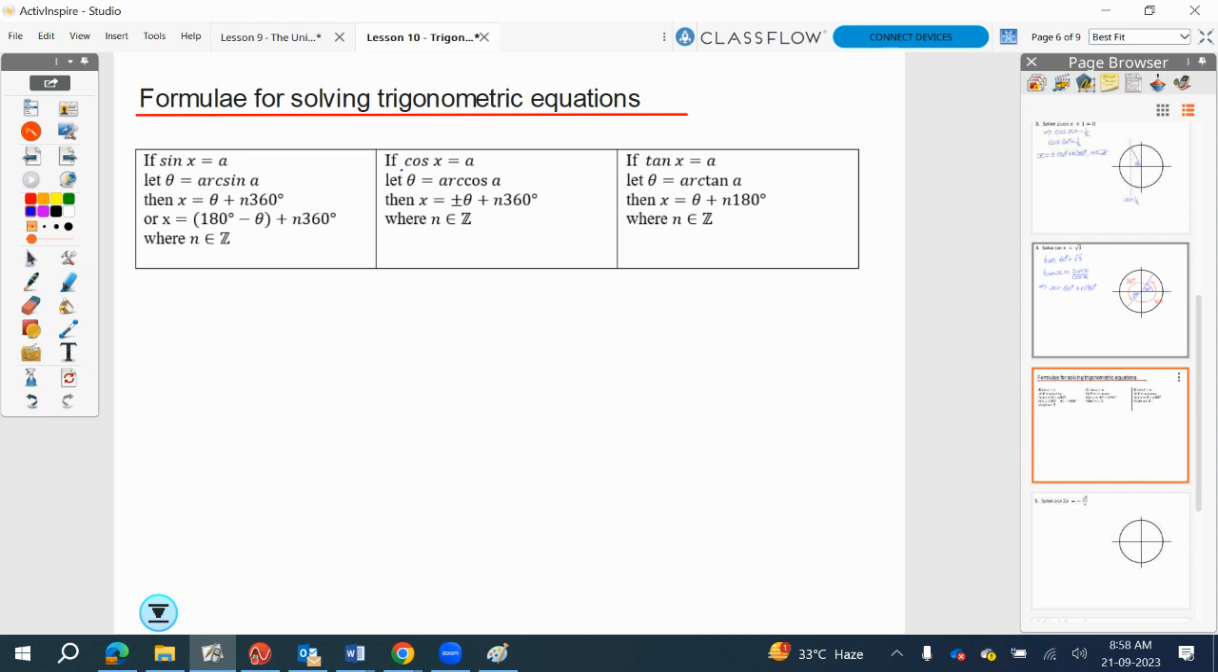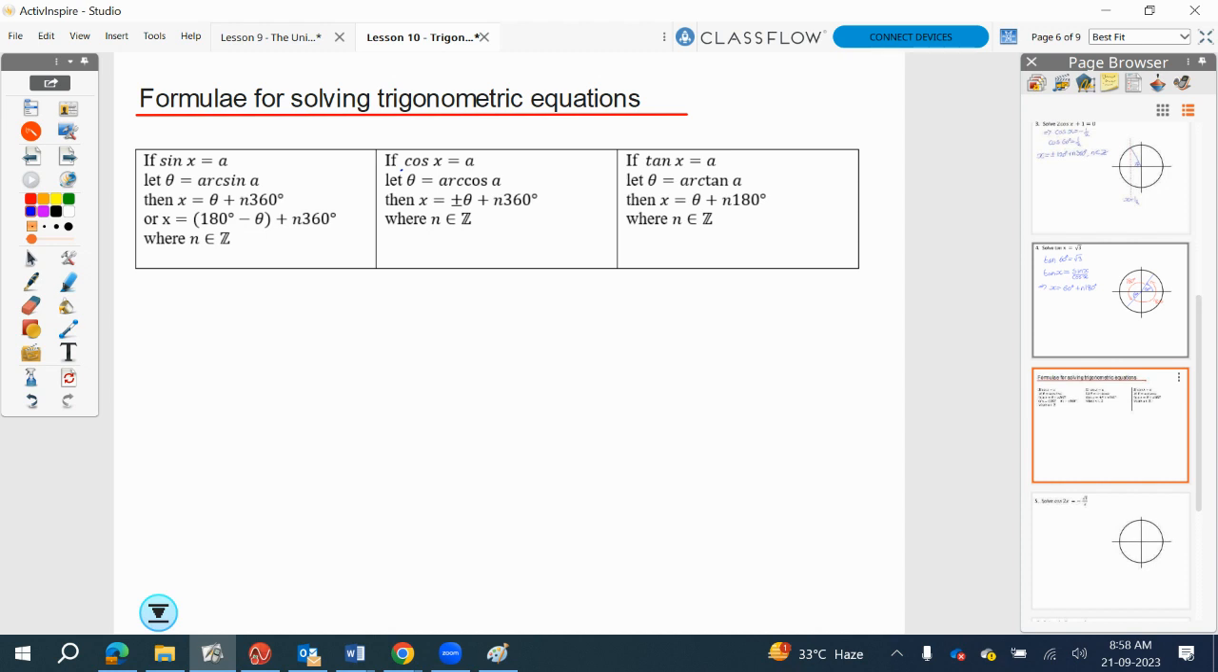Once you've got your one solution for cosine, it's plus and minus that solution plus n360. Once you've got that solution for tangent, it's that solution plus n180. Once you've got that solution for sine, it's that solution plus n360, and the second set is 180 minus.